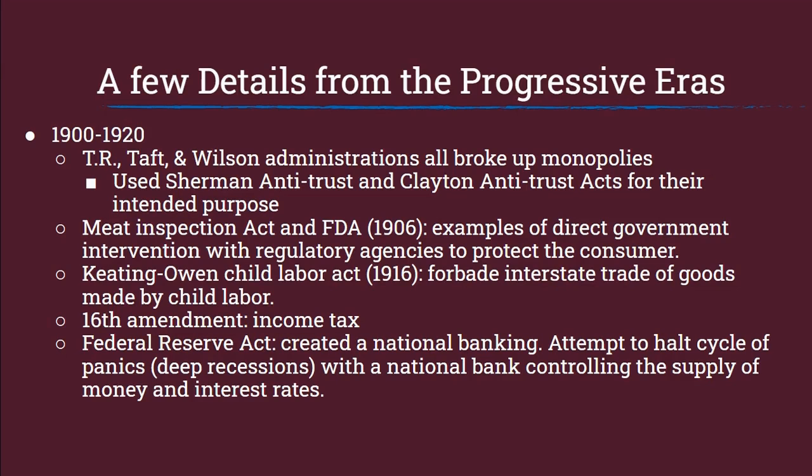The 16th Amendment was also passed in this era, which instituted the income tax, and the Federal Reserve Act was passed, which created a national banking system. The purpose was an attempt to halt the cycle of panics or deep recessions, with a national bank controlling the supply of money and interest rates. And they're still working on how to do that effectively today.